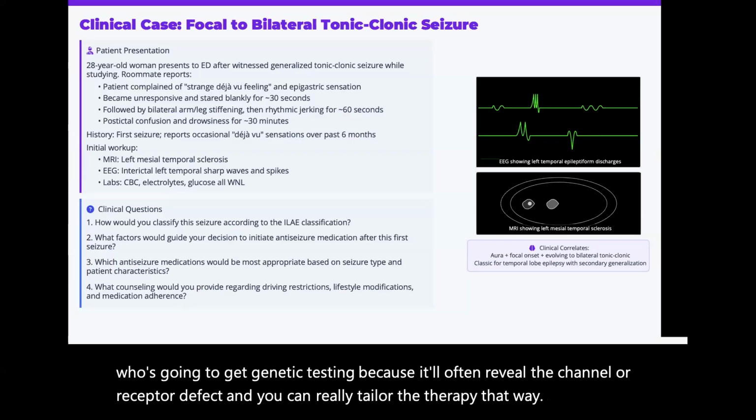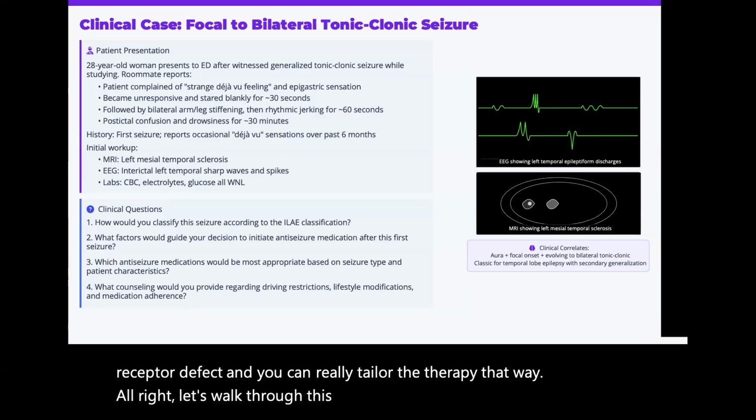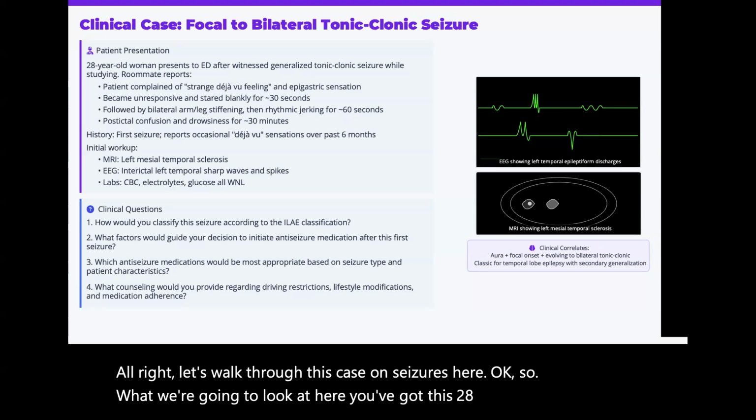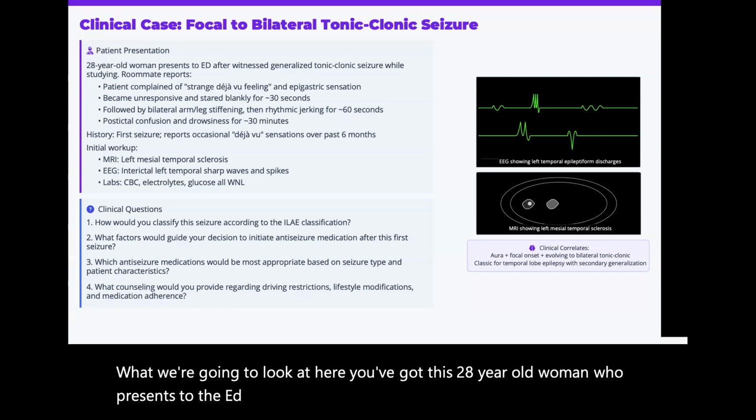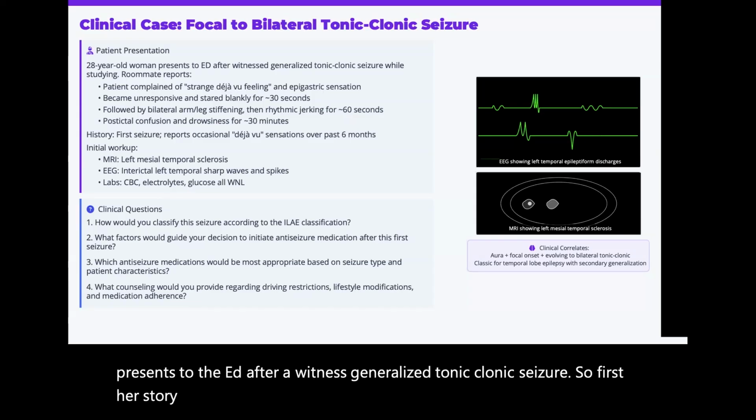All right, let's walk through this case on seizures. What we're going to look at here is a 28-year-old woman who presents to the ED after a witnessed generalized tonic-clonic seizure. First, her story is almost the textbook example of temporal lobe epilepsy with secondary generalization.